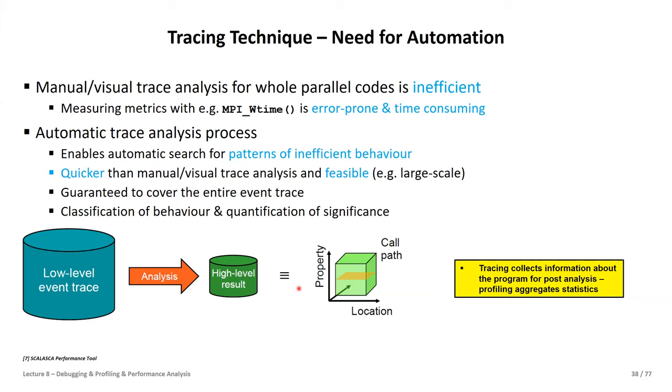of inefficient behavior. And this is, of course, much more feasible to do as an automated process, and also way quicker than going manually through all the visual trace analysis, especially if you have a large-scale problem, right, to really find this. So it also covers the whole event trace. And with this, you can also have a certain way of quantifying these patterns. What is the most significant problem you face in terms of parallel performance?